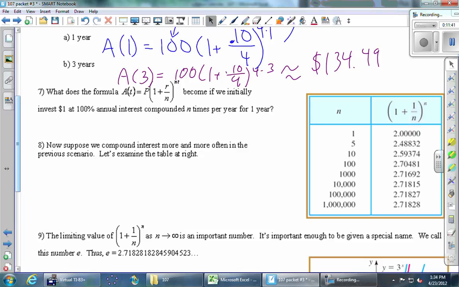You start with $1 and you gain another 100%, another $1, you'll have $2, right? If you gain 100%, you're going to end up with double what you started with after a year. But that's assuming you only get that money once. The interest only gets to you one time at the end of the year. But now we're going to let it go n times.